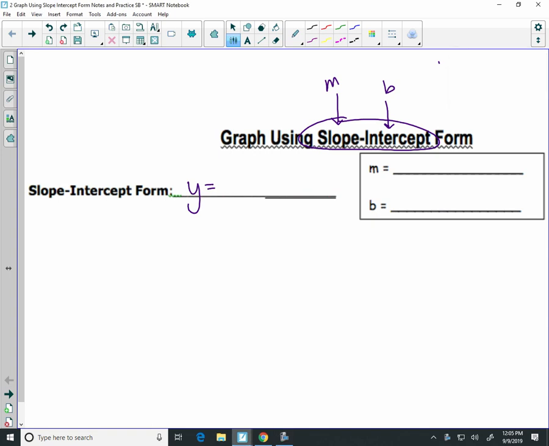So slope-intercept form is y equals mx plus b, where m is your slope and b is your y-intercept. So this is where m is your slope and b is your y-intercept.